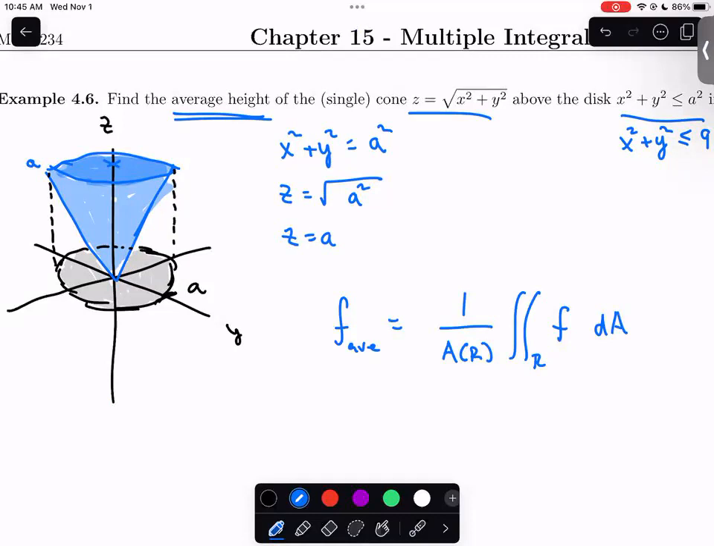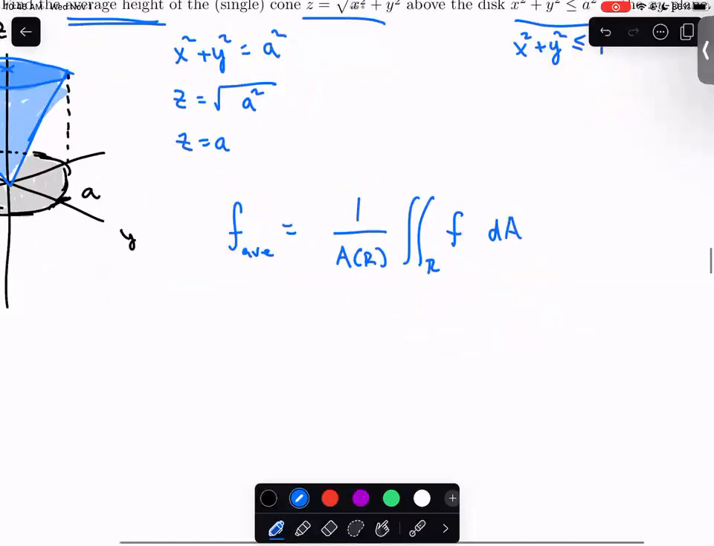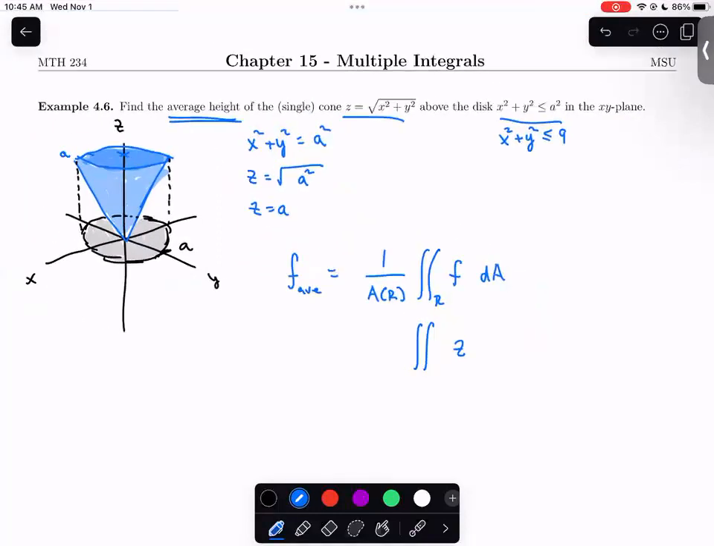So in this case, we're interested in height. What is the average height? Well, the height's usually given by the z values, right? So really what I'm interested in here is if I was to integrate z, what is the average height? Well, it's z values of what? It's the average height of the cone.